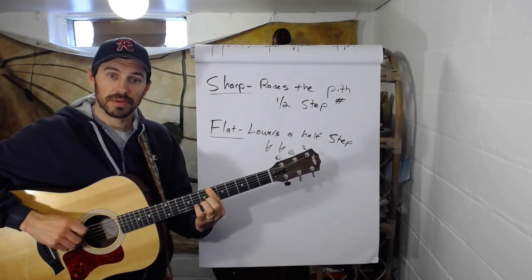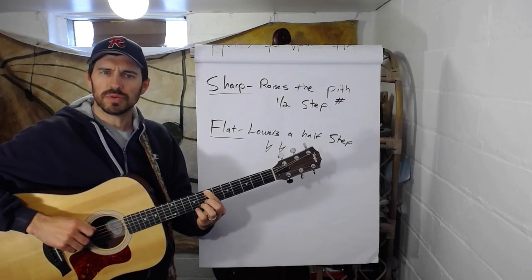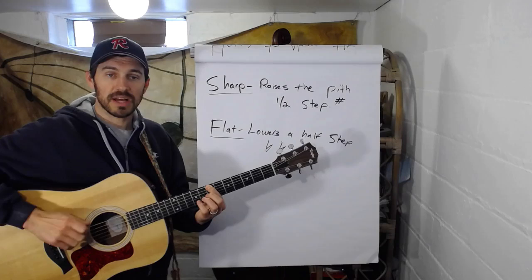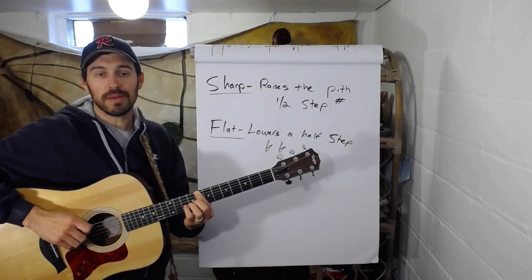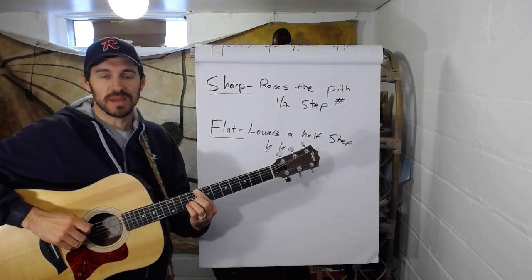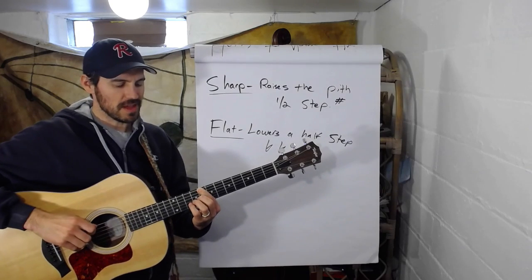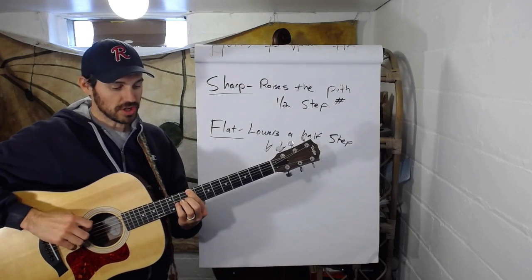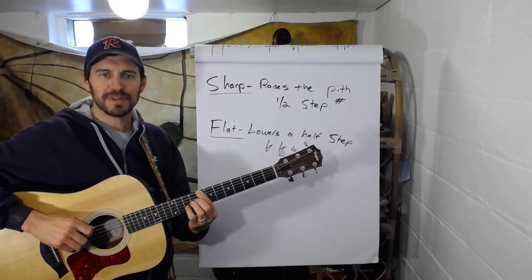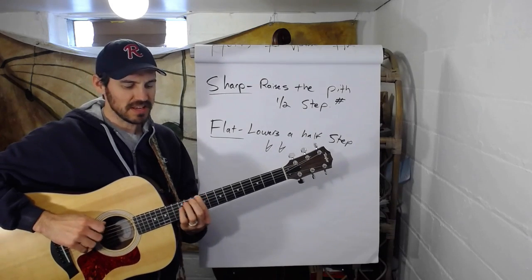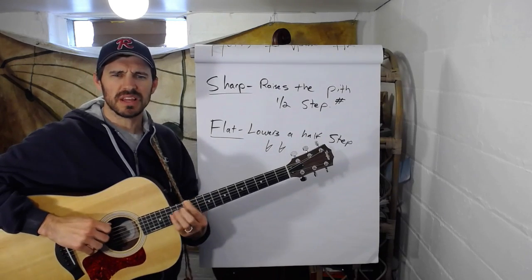Then A sharp, B. Now between B and C there's no black key, only a half step, so we can't. I could maybe say B sharp, but no one would really say that very often. And then B, B sharp, C, C sharp, D, D sharp, E.